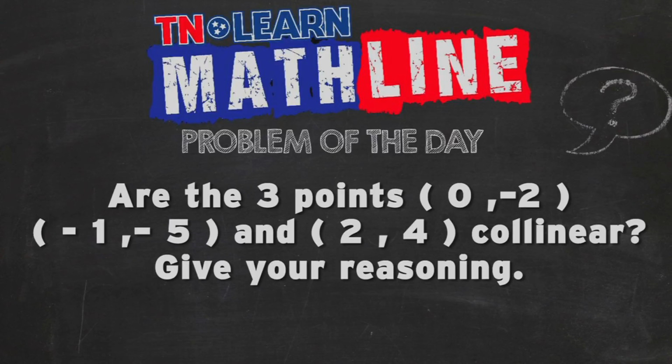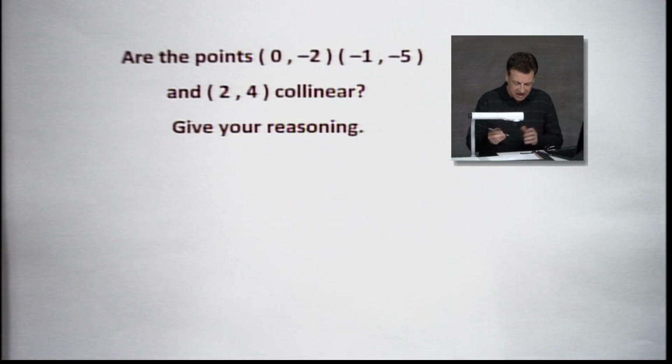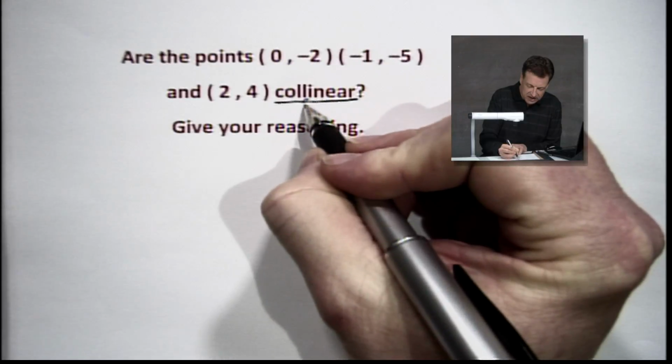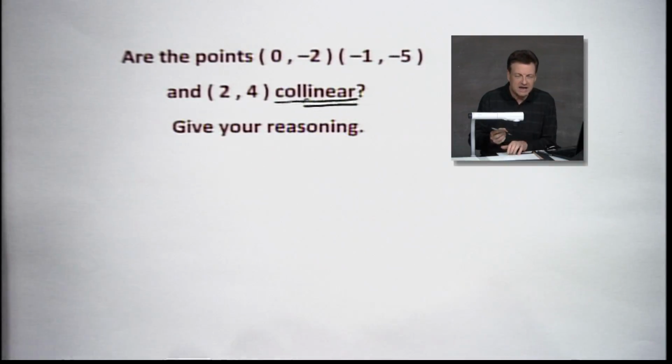So again, those points: (0, -2), (-1, -5), and (2, 4). We're going to look at that situation and see yes or no. Some of you may already be making your prediction, so let's see how it works out. We're looking for the word collinear. As I said, that has the word linear in it. That gives you a good hint. We're talking about lines, a straight line.